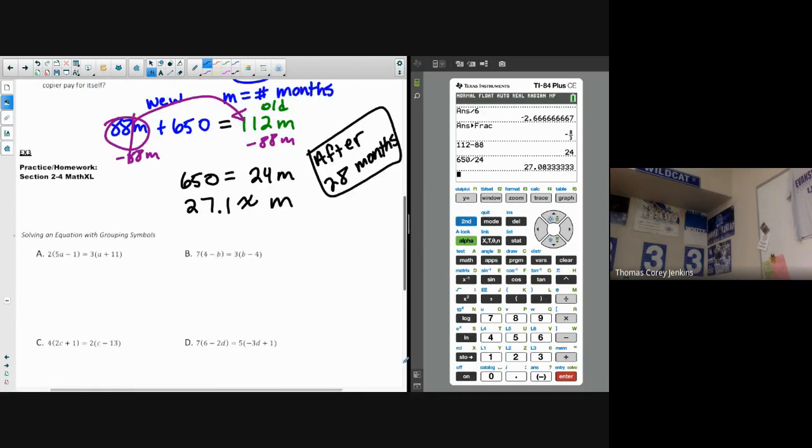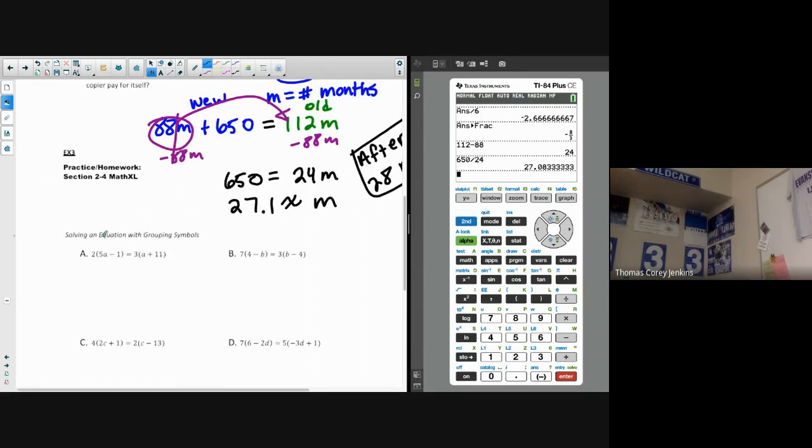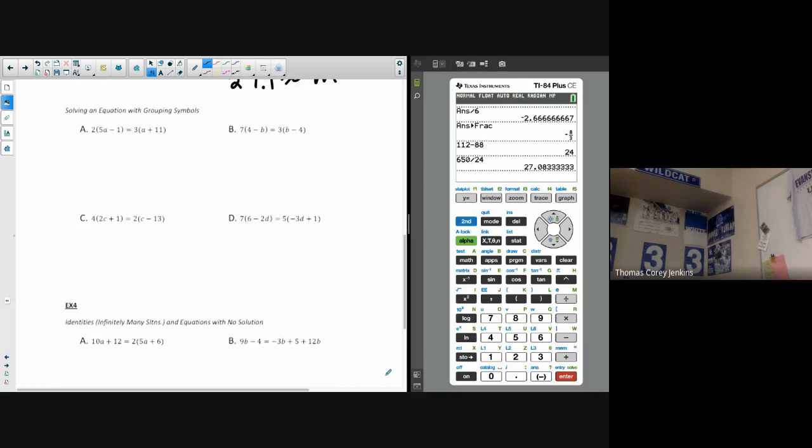All right, so moving into some other examples. Solving an equation with grouping symbols, right? So this gets to the part where I have to simplify one or both sides, and then I go from there, okay? So looking at A, we need to distribute on both sides. So 2 times 5A is 10A. 2 times minus 1 is minus 2. Then you got 3 times A is 3A. 3 times plus 11 is plus 33.